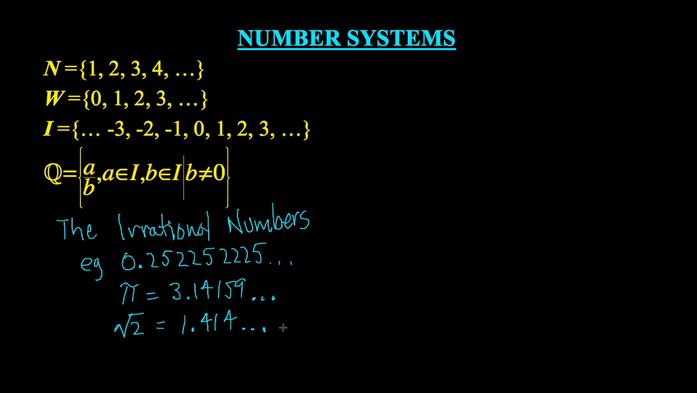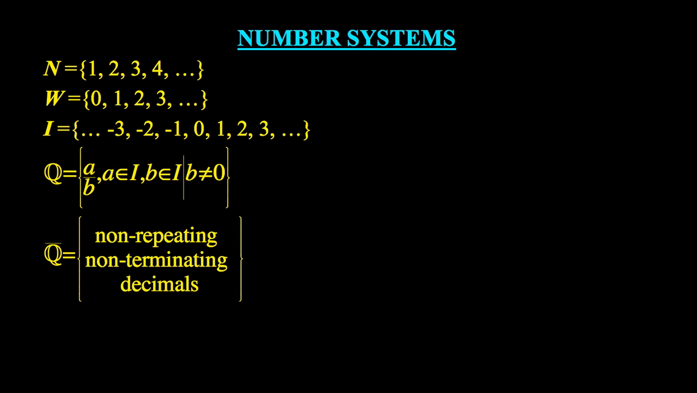Now, if we can't write them as a quotient, as we said for Q, we say they're not a quotient. And so that's our symbol for the irrationals. And the set looks like this. Q bar, we call it. And we can really only describe it in words. They're the non-repeating, non-terminating decimals.